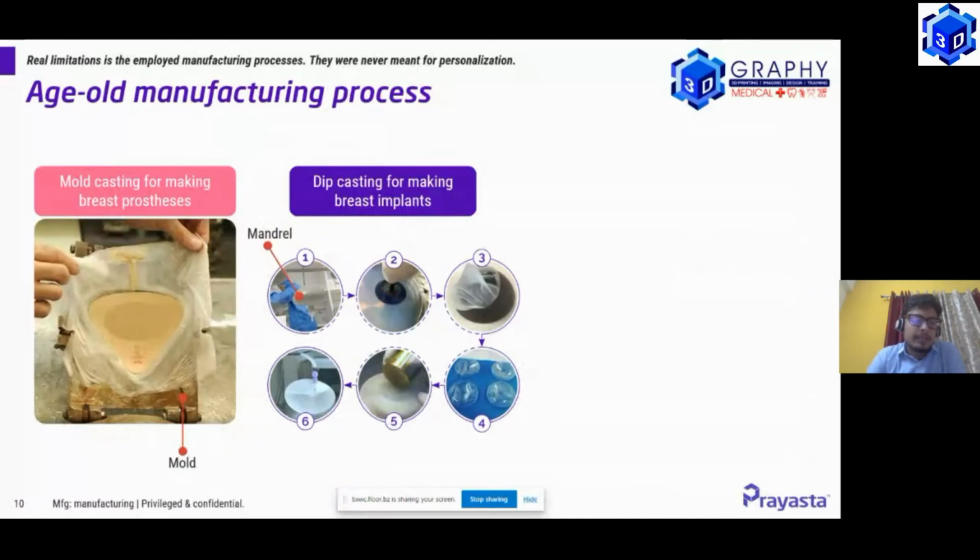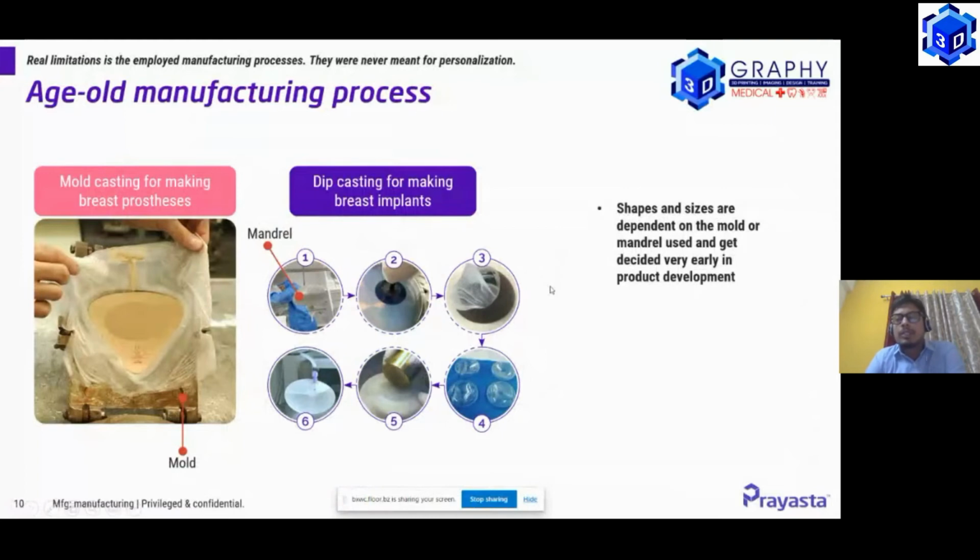So there can be an external mold, which is a conventional mold casting method, or there can be an internal template, which is called a mandrel, with so many manual steps there. So Prayasta, I will divide industry-wise. I will divide these problems into three important aspects, where the shape and size cannot be changed at a later stage, because the molds and mandrels are already designed in the very early stage of the product development.